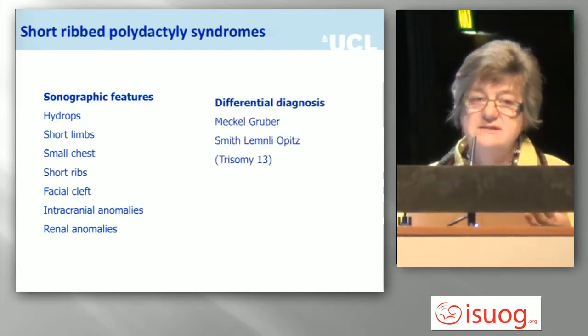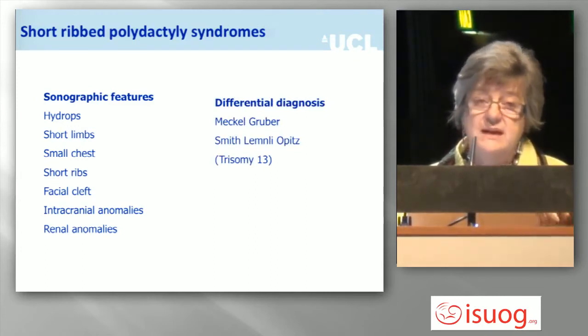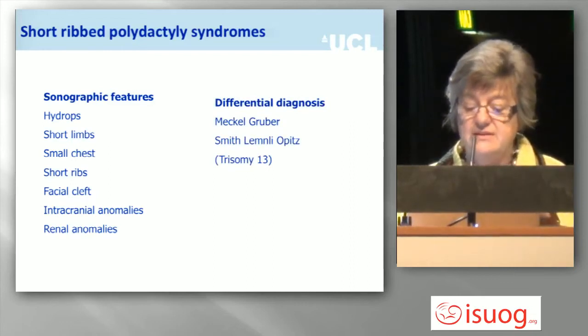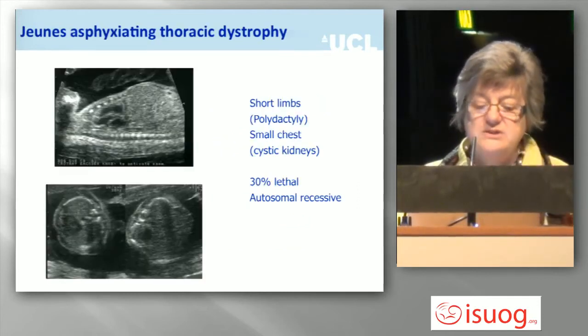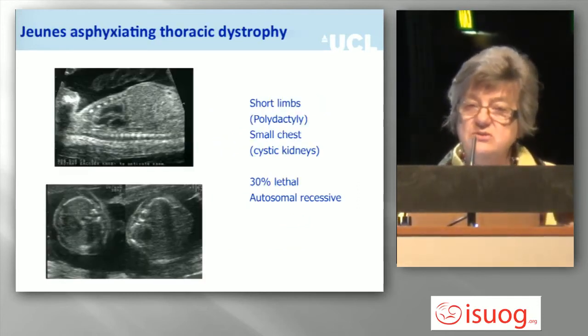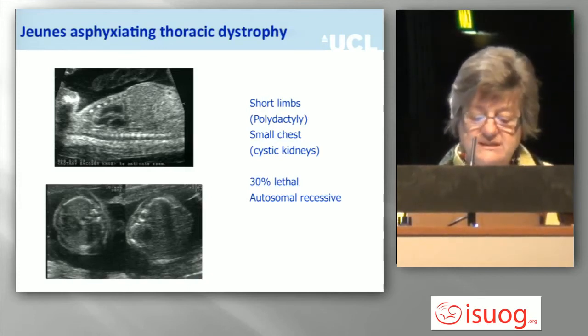The differential diagnoses are things like Meckel-Gruber syndrome, possibly trisomy 13 as well, and Smith-Lemli-Opitz. Apart from trisomy 13, these are all recessive conditions as well. Jeune asphyxiating thoracic dystrophy can also present with slightly less short limbs and a slightly small chest. It can be much more difficult.